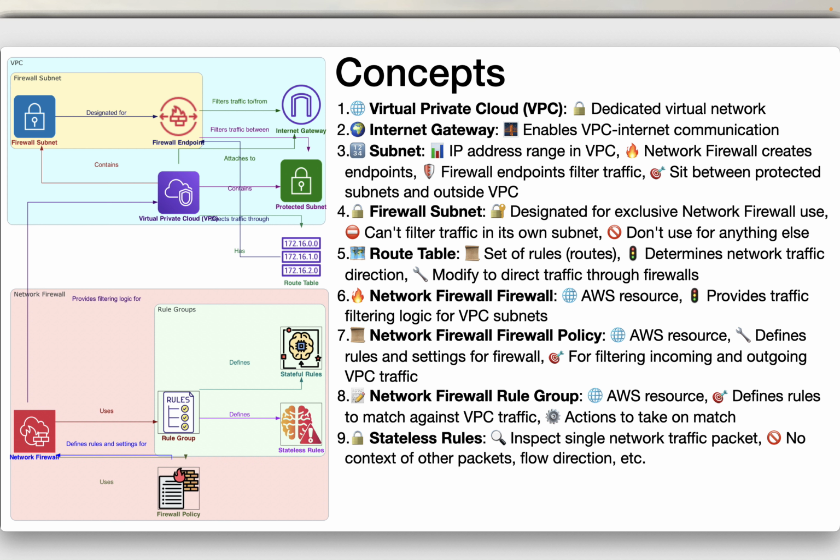Then we have stateless rules, which are criteria for inspecting a single network traffic packet without the context of the other packets in the traffic flow, the direction of flow, or any other information that is not provided by the packet itself. And finally, stateful rules, which are criteria for inspecting network traffic packets in the context of their traffic flow. So stateless will not take context into the picture, but stateful will take the whole context of traffic flow.